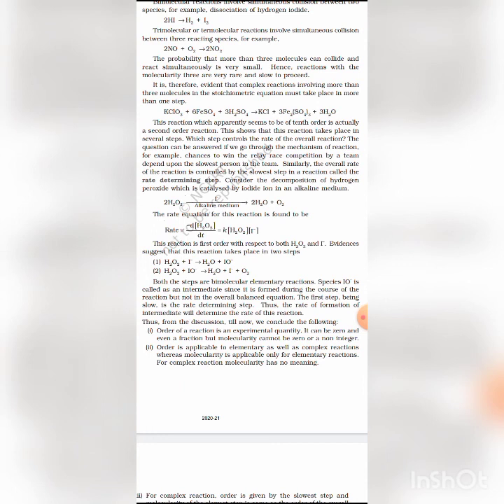And first order reaction, student. In this class of reactions, the rate of reaction is directly proportional to the first power of the concentration of the reacting substance.